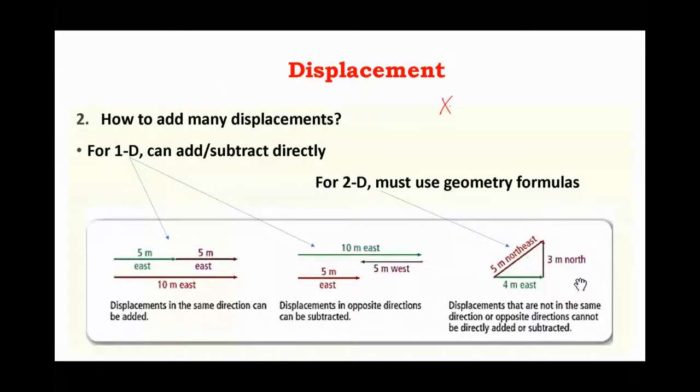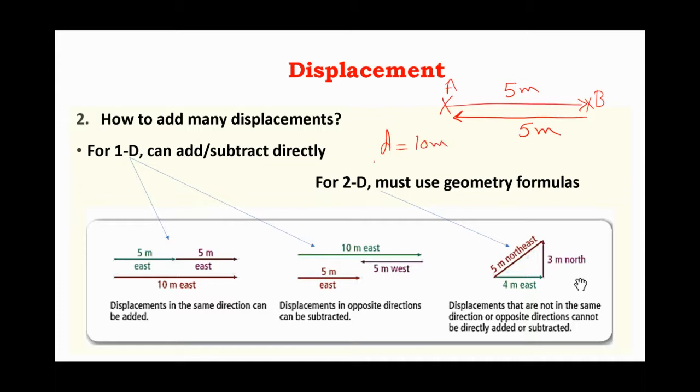Before we move, what if someone moves from point A to point B? He moves 5 meters. Then he returns back another 5 meters. What's his distance? Distance is 10 meters. What about his displacement? Displacement here, I will call it delta x. Displacement is zero, because the beginning and the end are the same point. Delta x here is zero.